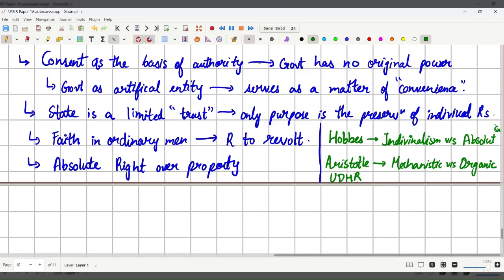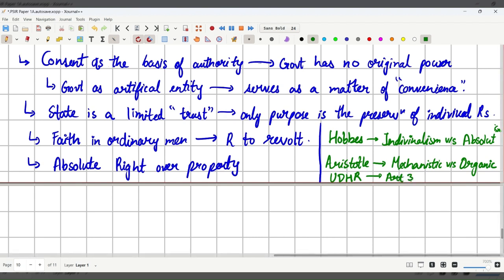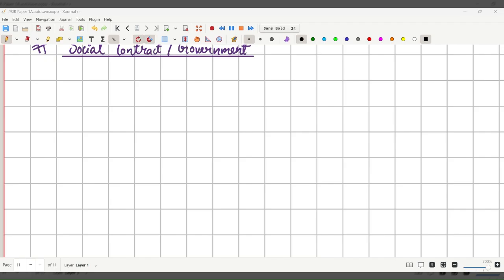Then here are the linkages to the modern rights framework. You can directly link this to the U.S. Declaration of Independence and Article 3 of UDHR. So, with this, Locke as an individualist is done. After this, we are going to read about his social contract.